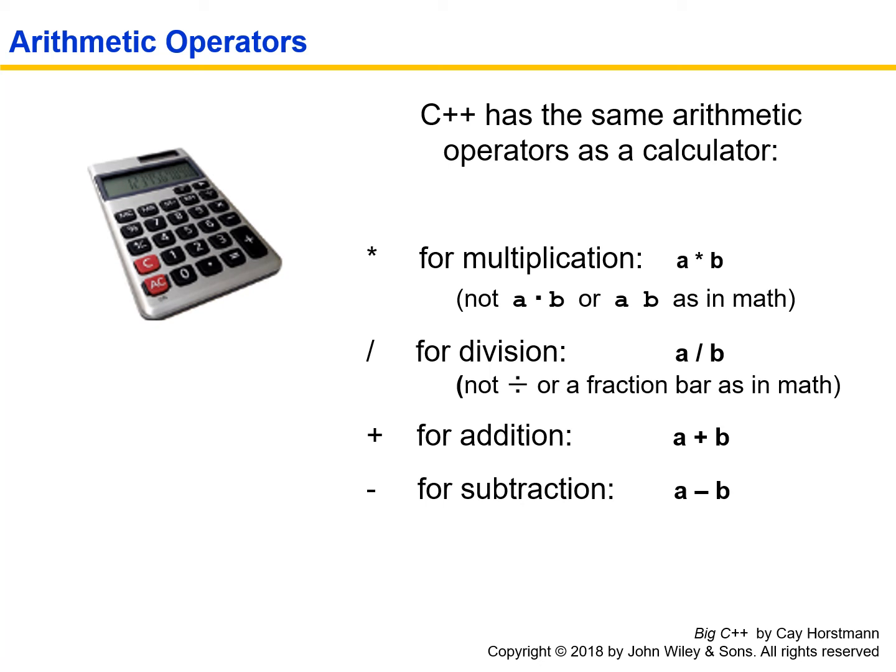So C++ has the same arithmetic operators as a four-function calculator. Star for multiplication, slash for division, plus for addition, minus for subtraction. Note that there is not an exponentiation operator. Whoever designed C way back when decided that it was not necessary to raise numbers to a power, and so we just didn't do that. And so all of the C-derived languages, C++, C#, Java, JavaScript, do not have any way to exponentiate numbers.